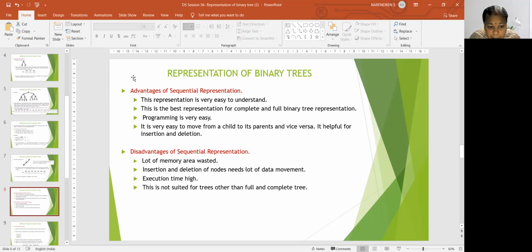This is not suited for trees other than full and complete trees. When the tree is a complete binary tree or full binary tree, it will be very easy because all nodes are present. However many memory spaces we create, that many will be used. But if it is not a full binary tree, then the nodes which are not available are also created here but not utilized. So we are wasting memory there. Okay, these are all some disadvantages.